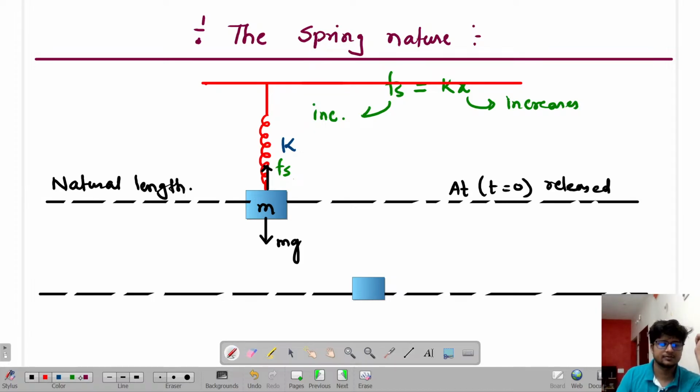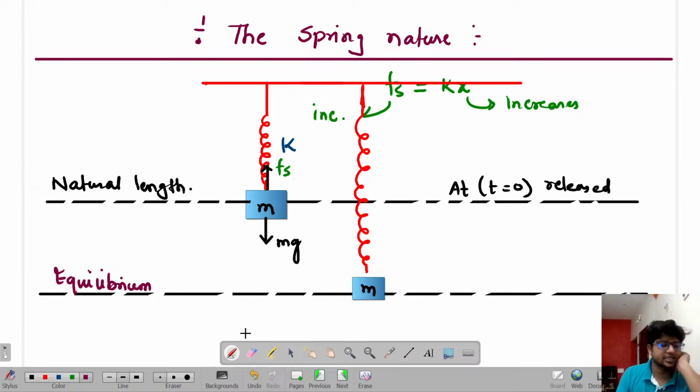The spring got stretched. Now I'm considering a point which we also call the equilibrium point. This point I call equilibrium. What happens at equilibrium? We know that whatever my pulling force is over here, how much is it? mg. And our spring force is there, correct?